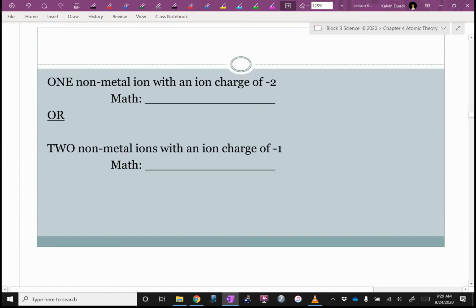An ion charge of -2, because +2 plus -2 equals 0, or +2 plus 2 times -1 also equals 0.